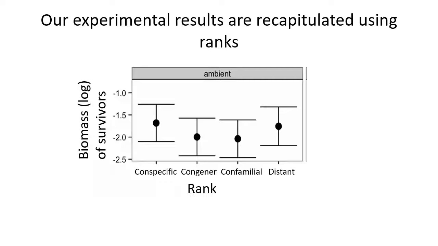First, because we don't have phylogenies and molecular data for all of these species, we went back to our original data and said, okay, we originally assigned these through ranks. Are our results recapitulated if we consider ranks? And what we see is the same basic pattern of better survivorship in conspecific and distant relatives and lower survivorship in congener and confamilial sites.